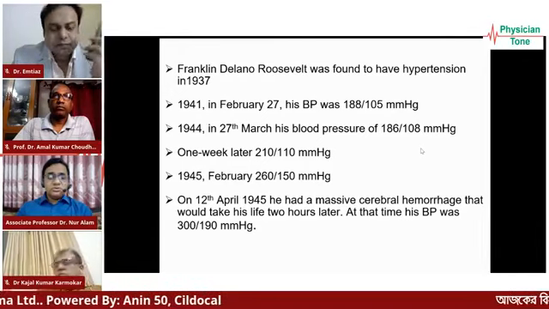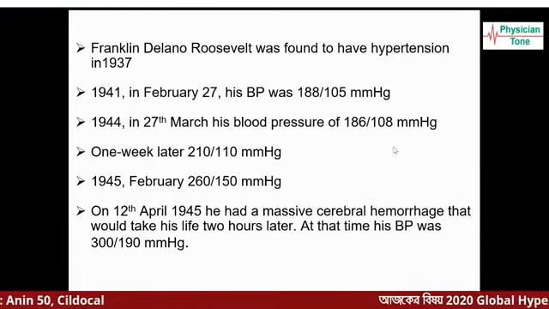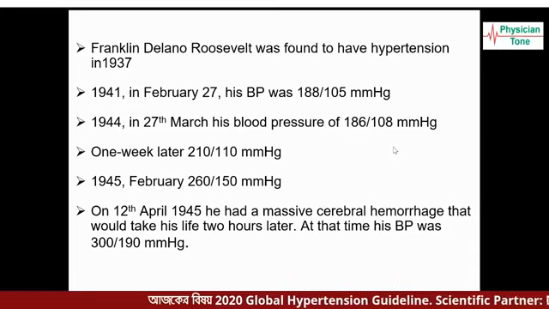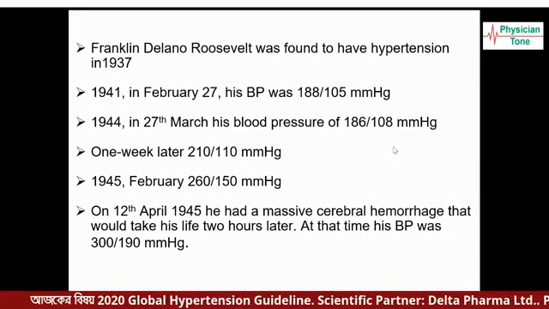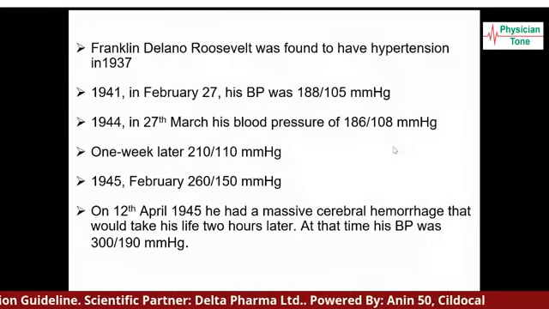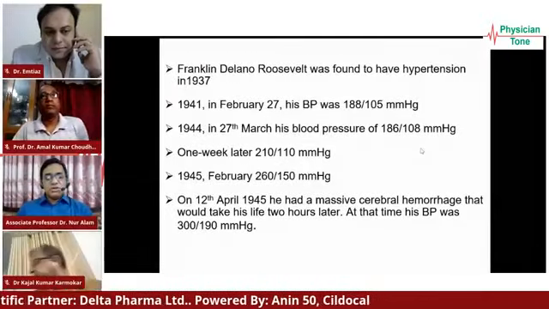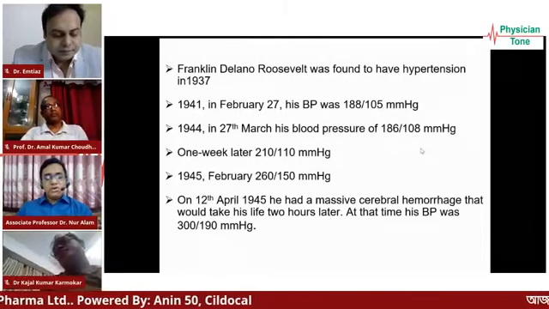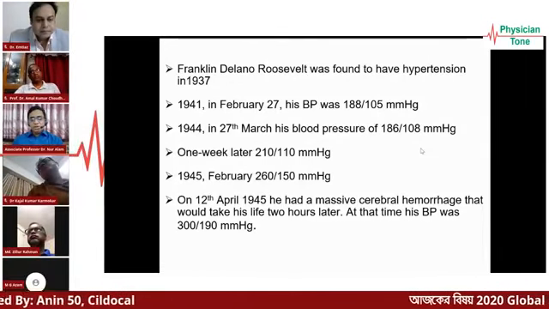So in that period, there was no effective antihypertensive treatment. That's why he had to die. And after Roosevelt's death, history took a new shape. He died in April, and in August there were two bombings in Hiroshima and Nagasaki.